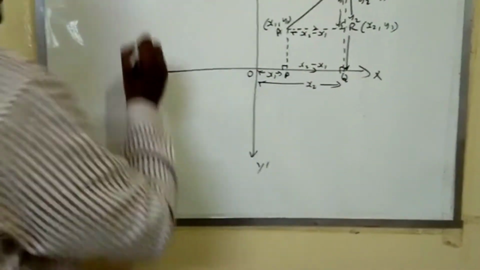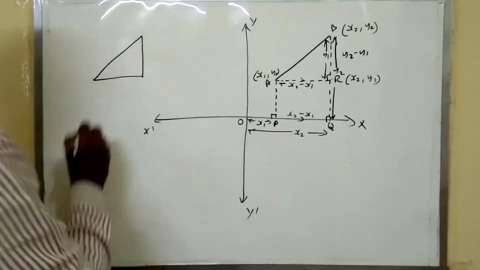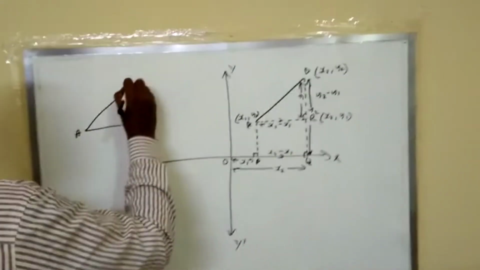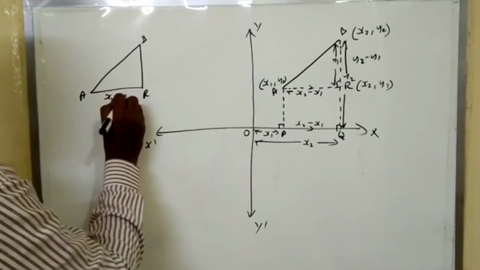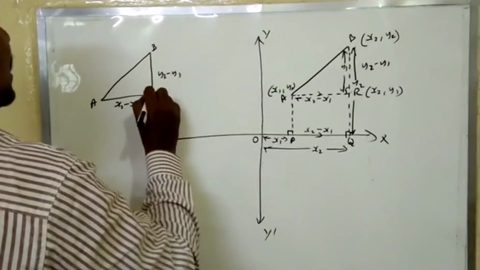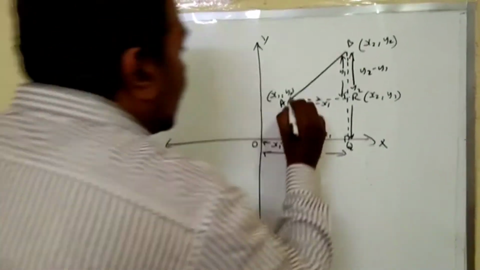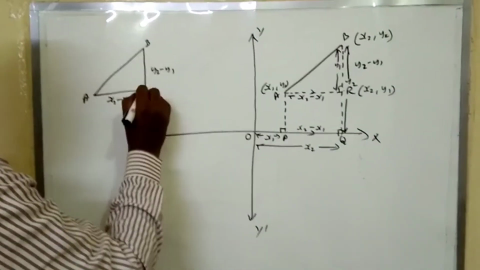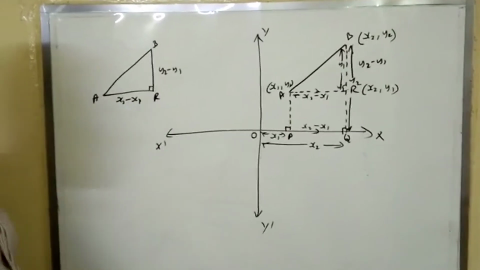I am drawing the triangle separately. This is A, this is R, this is B. AR is x2 minus x1 and BR is y2 minus y1. ARB is a right angle triangle. I already said that AR is perpendicular to BR. Perpendicular means it maintains an angle of 90 degrees, so here it forms a right angle triangle.